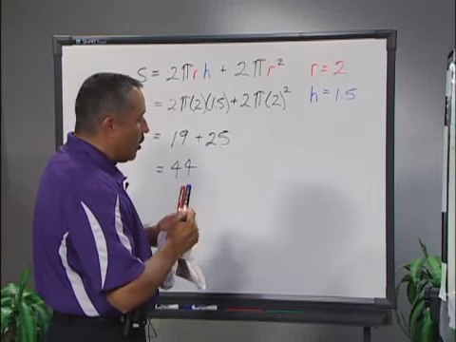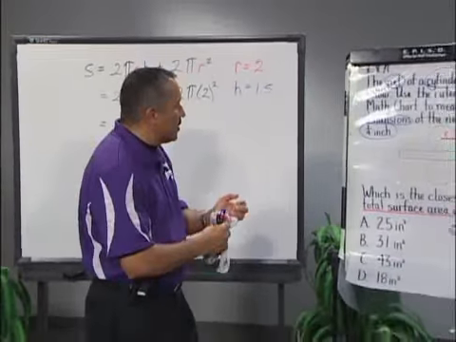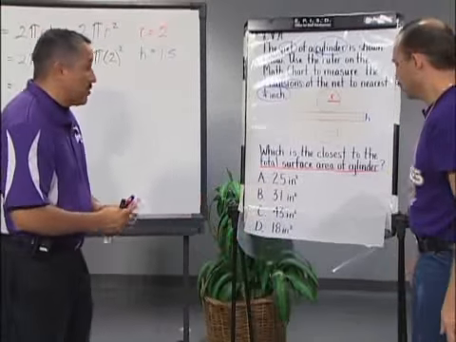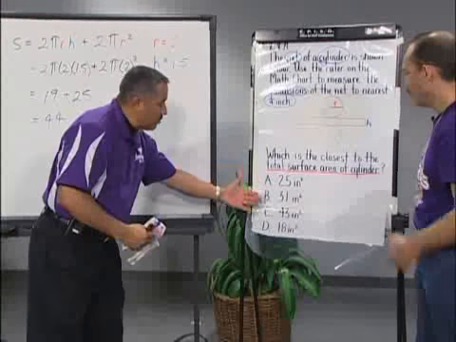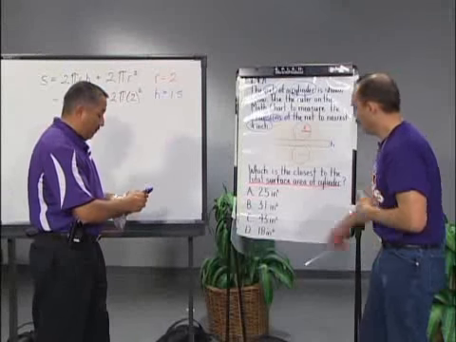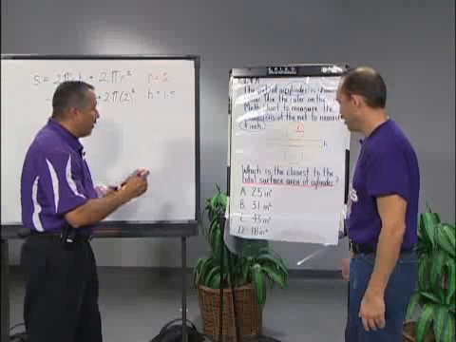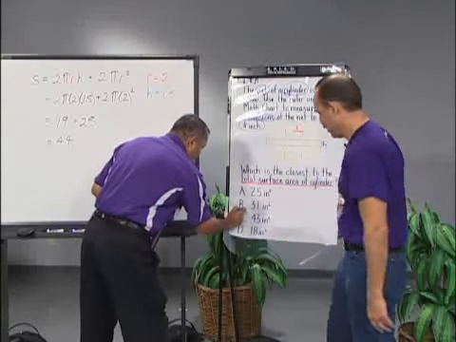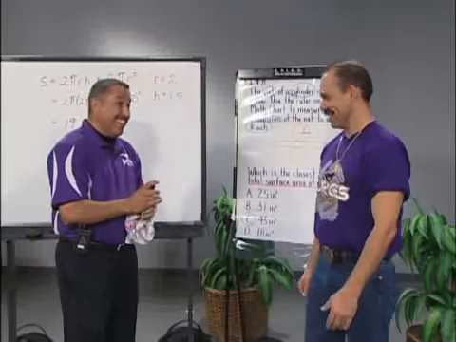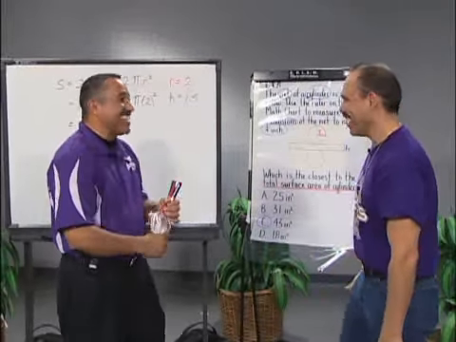Did I do something wrong? Because I don't see it here. You don't see it here, but if you notice, it says what is the closest to this total surface area. So if we look at our answers here, the one that is closest is 43. Very good. C would be your answer. Do you see the answer? I see it. That's right. There you go.